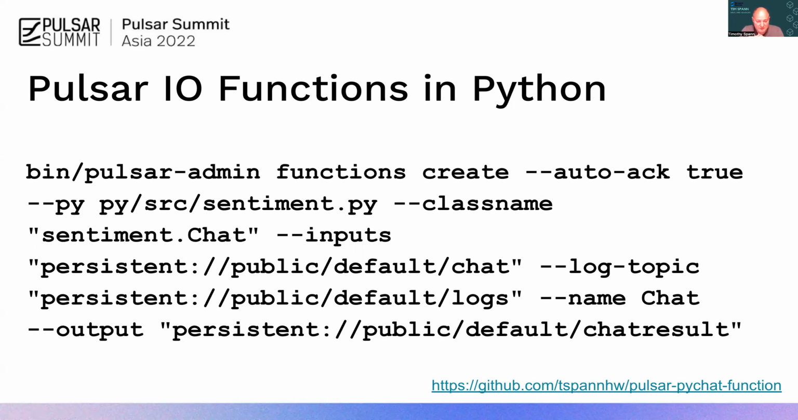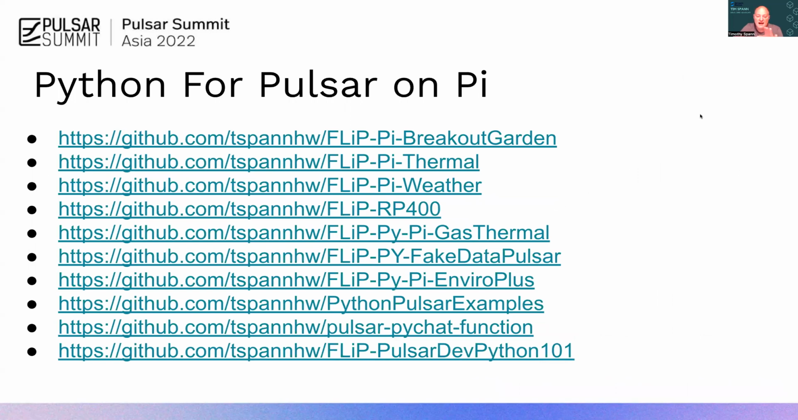Inputs, if you have them, are the list of topics that are coming into this function. Log topic, if you want it, is where any logs you write to are going to go. Give it a name. Make sure it makes sense, because you might have a lot of them. If you want output defined, define it. Anything in a return will go there. Again, you could redirect to your own topics if you need to, but that's a default.